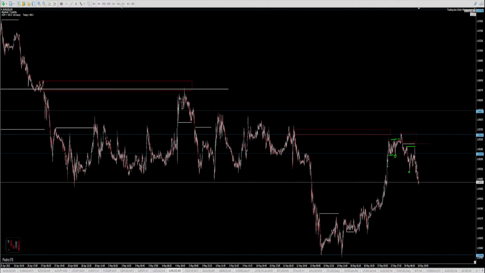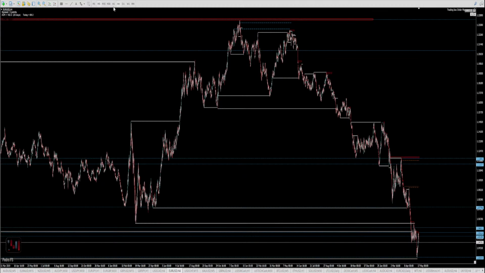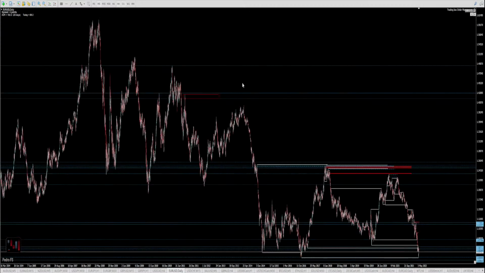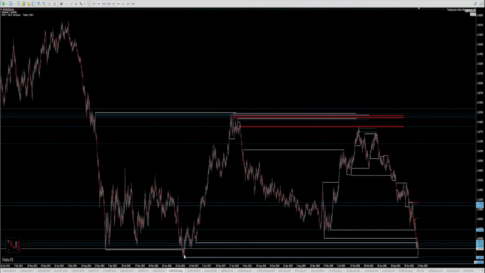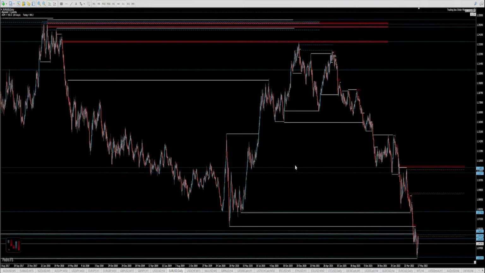In the bigger picture, on Euro, I've been waiting for a long time, and I'm still waiting, because I really want to see this low being taken before any major reversal to the upside. If that's going to happen, I really want to see this low from 2016 being taken.